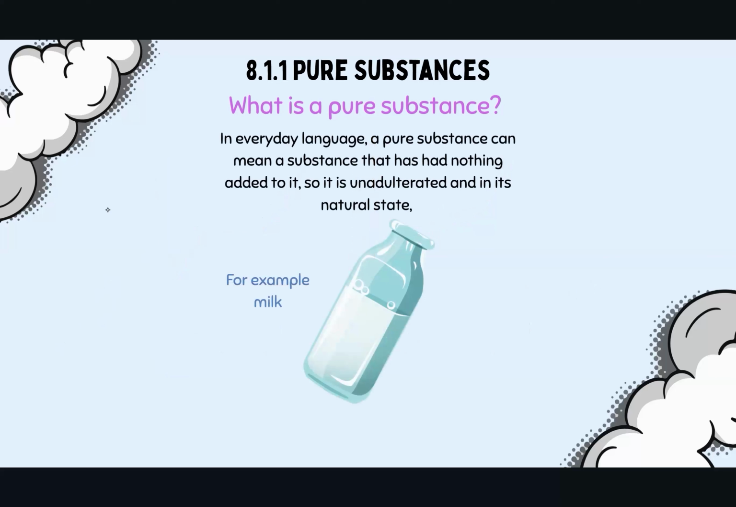Okay, what is a pure substance? So in everyday language, a pure substance can mean a substance that has had nothing added to it. In other words, it's unadulterated and it's in its natural state. For example, milk.